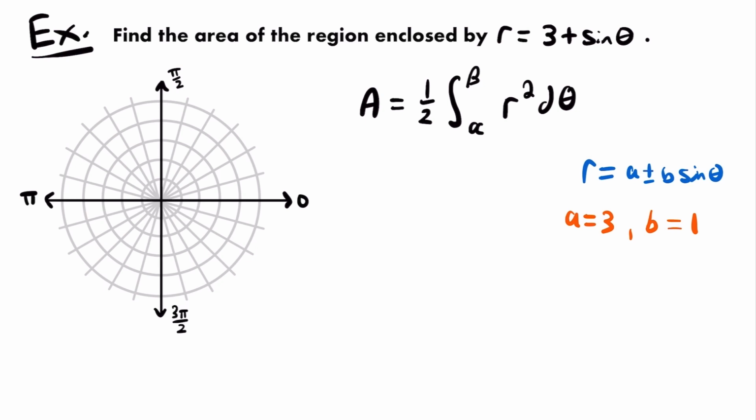Now, in order to identify what type of limacon we're working with here, we need to take a divided by b. In this case, a divided by b is equal to 3 divided by 1, and that is equal to 3. So a divided by b is 3, which is greater than or equal to 2, which means that this limacon will be a convex limacon.